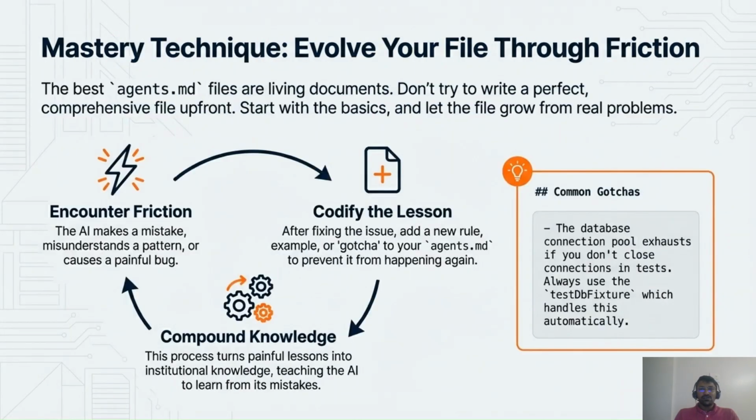Next, evolving the file through friction. Every time the AI makes a mistake, misunderstands a pattern, or causes a painful bug, fix it and add a new rule to the agents.md file. This process keeps going, with new rules being added, so that the issue is not repeated the next time we run.